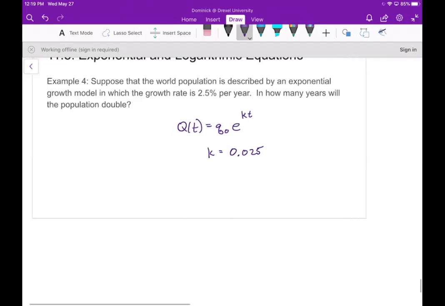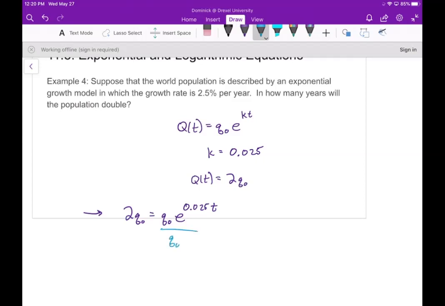Now we're not given an initial quantity, but we want to know when this will double. So we want to know when q of t will equal 2 times q0. So this means that our equation is 2q0 is equal to q0 e to the 0.025 times t. Right? Well, we need to solve for t, so let's divide both sides by q0. And then we have that 2 is equal to e to the 0.025 times t.